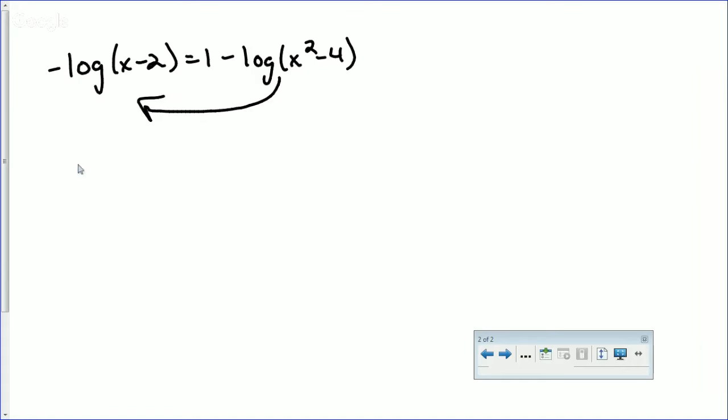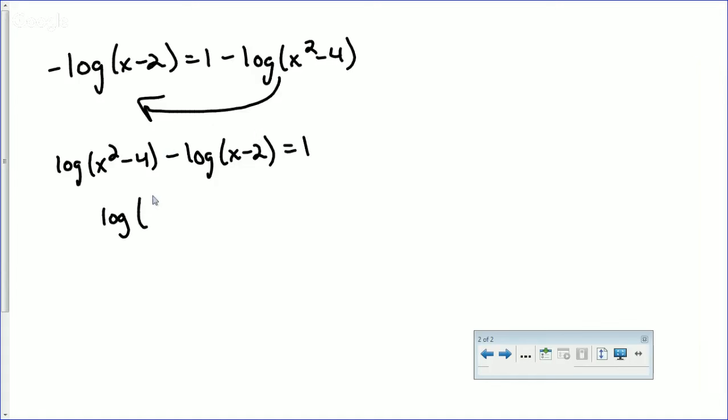Number 11 is pretty similar. Okay, so we need to get our logs on the same side. So we'll say log of x squared minus 4 minus log of x minus 2 equals 1. Now with subtraction, we combine logs with division. That's a minus 2 equals 1.